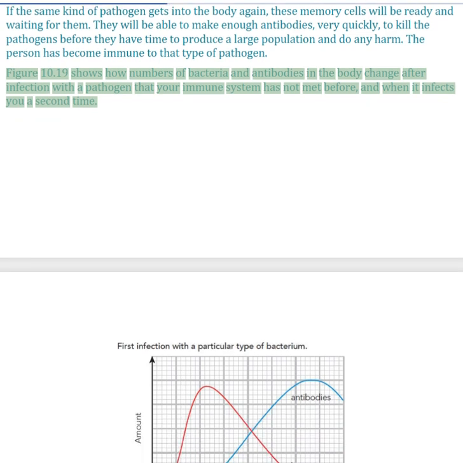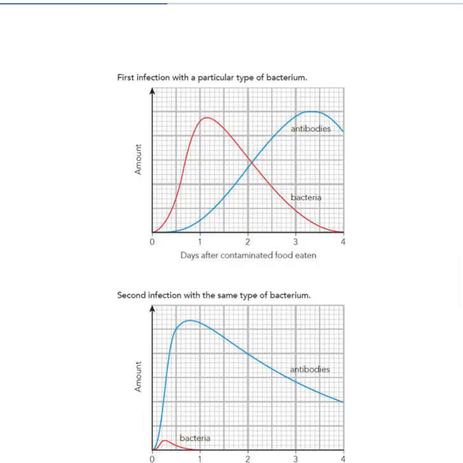Figure 10.19 shows how numbers of bacteria and antibodies in the body change after infection with a pathogen that your immune system has not met before, and when it infects you a second time. Figure 10.19: changes in the amount of antibodies and number of bacteria after a first and second infection.